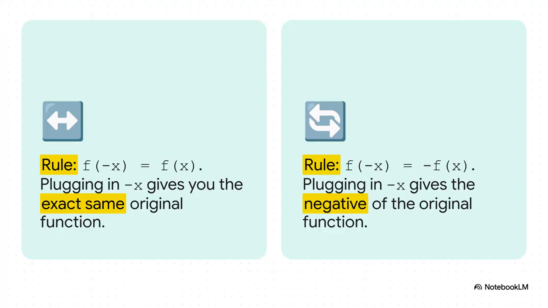So here they are, the two big rules, side by side. For an even function, the rule is this. If you plug in a negative x, you get the exact same function you started with. No change at all. For an odd function, when you plug in that negative x, you get the entire original function back, but with its sign completely flipped.